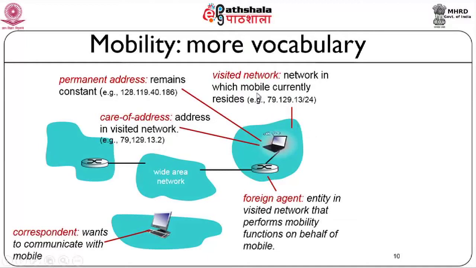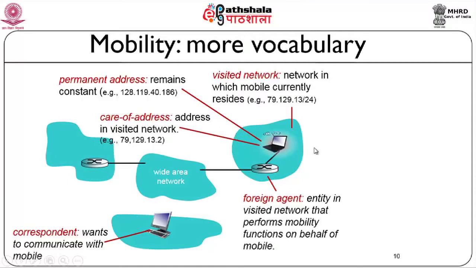So, this is your foreign network or a visited network. Okay. This is the network in which the mobile currently resides. So, that is called as a visited network or a foreign network, and the router at the foreign network, that is called as the foreign agent. So, this is the one which is responsible for the mobility functions on behalf of the mobile when it is visiting this particular network. Okay. And then we talk about a correspondent node. Now, this is the node which wants to communicate with the mobile. Okay. So, we have a CN correspondent node, MN mobile node, then we have a foreign agent FA, we have a home agent HA, we have a care of address COA. Right.